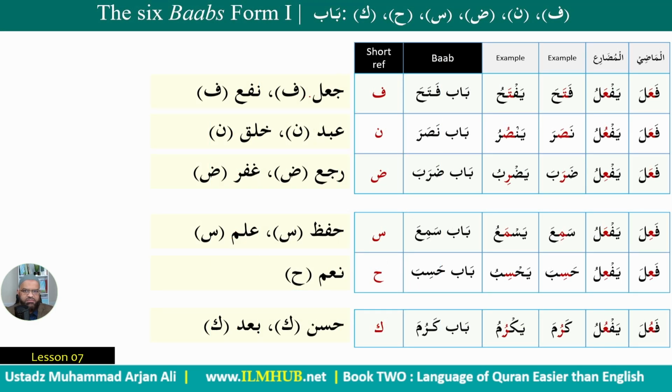Jim, Ain, and Lam. So we have Ja'ala yaj'alu because it follows the fataha pattern. Nafa'a yanfa'u. Abada ya'budu. Nasara. Khalaqa yakhluqu. Raja'a yarji'u because it follows the daraba pattern. Ghafara yaghfiru. Again, dad daraba pattern. Daraba yadribu. Hafidha yahfadhu. Okay. Alima ya'lamu. This is a very common verb. He knew. Okay, he guarded or he protected.